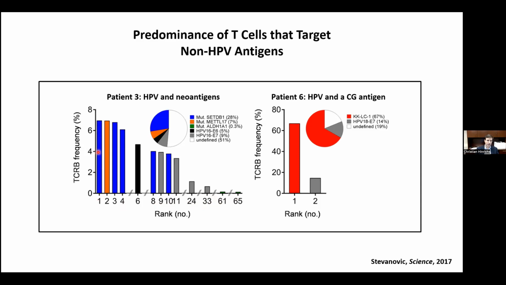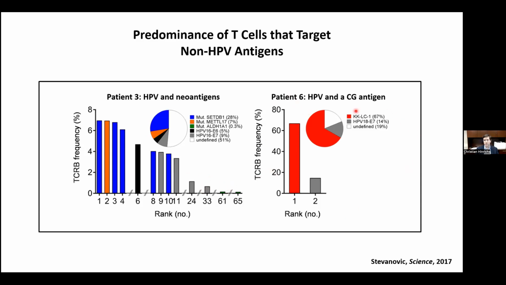This is the rank of the clonotypes in the TIL that was given. The top rank clonotype actually did not target HPV. It targeted a mutated neoantigen, SETDB1. The same was true of the second clonotype, which targeted a different mutated neoantigen. The third and fourth targeted the same neoantigen as the first. But again, the top 4 are all targeting non-HPV tumor antigens. However, the clonotype ranked number 6 did target an HPV antigen, and several others also targeted HPV.